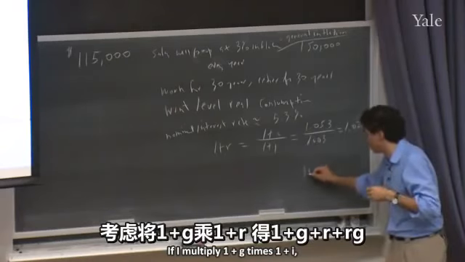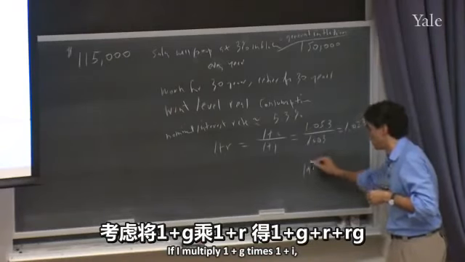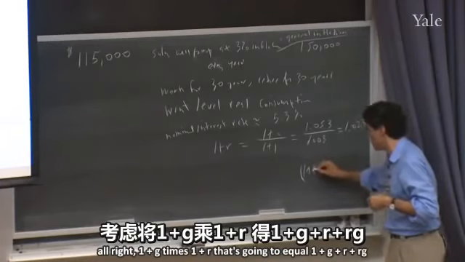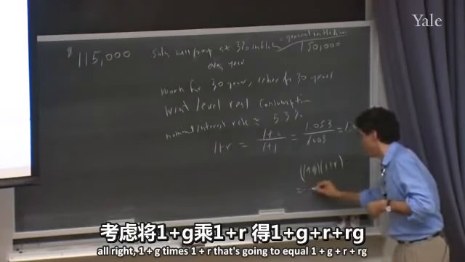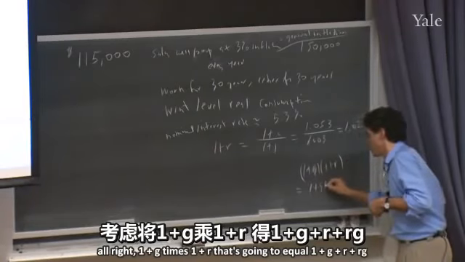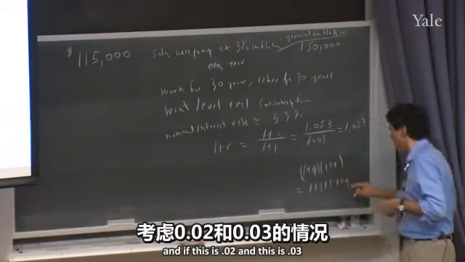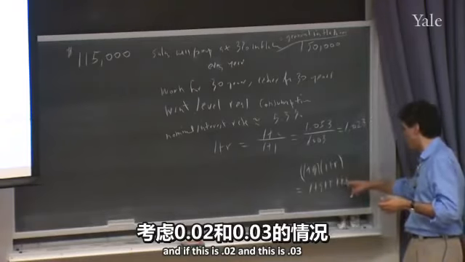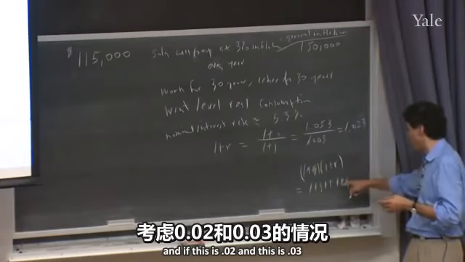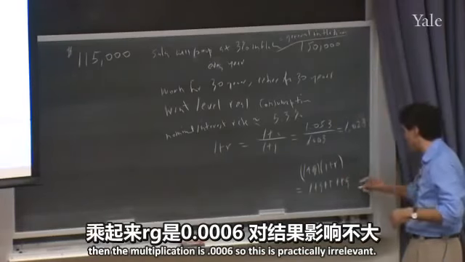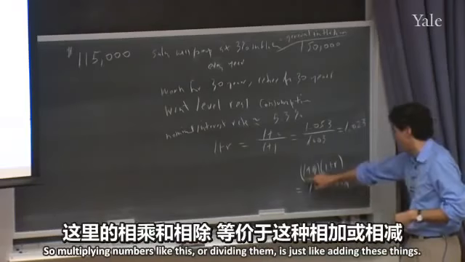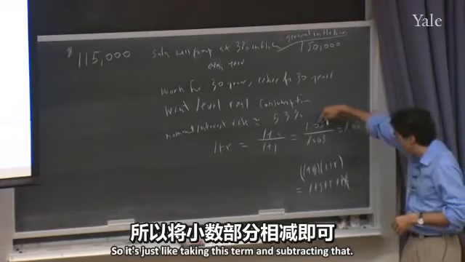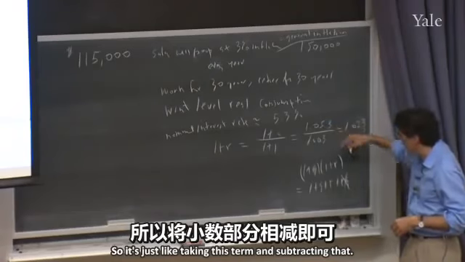If I multiply 1 plus g times 1 plus r, that's going to equal 1 plus g plus rg. If g is 0.02 and r is 0.03, then the multiplication is 0.006, so this is practically irrelevant. So multiplying or dividing numbers like this is just like adding these terms, or taking this term and subtracting that.